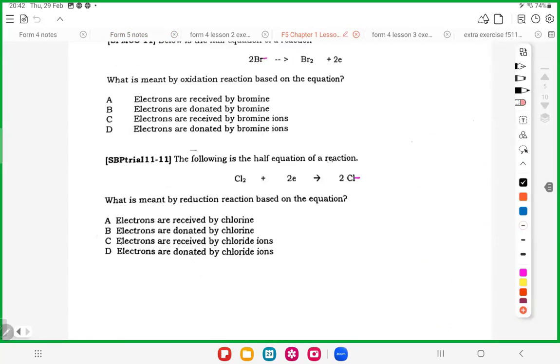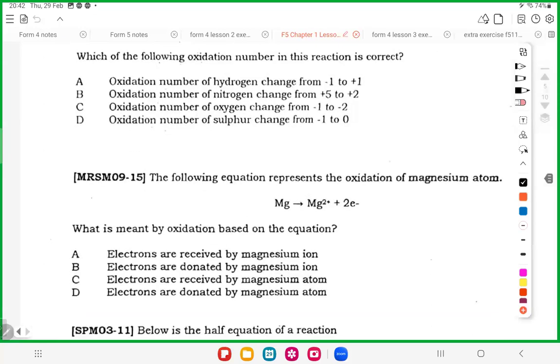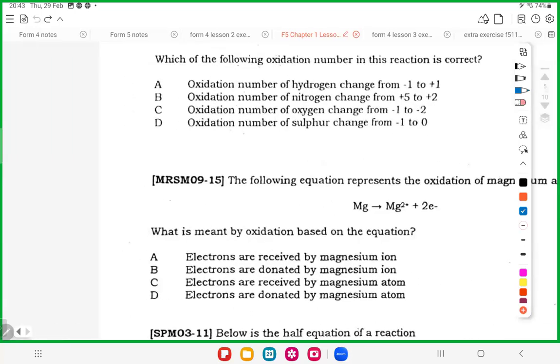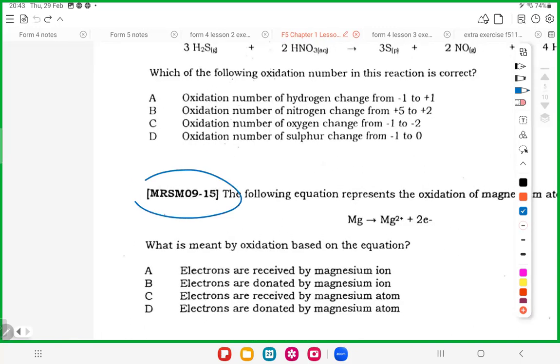Okay, so let's assume this. We spend 5 minutes to do these 3 questions together. Is that okay? Come, the first one. This question is from MRSM 2009, one of the trial exam papers. This question is a little bit old, but still very relevant and very useful. It is actually from the old syllabus, KBSM, but it can still be used today in the KSSM syllabus.